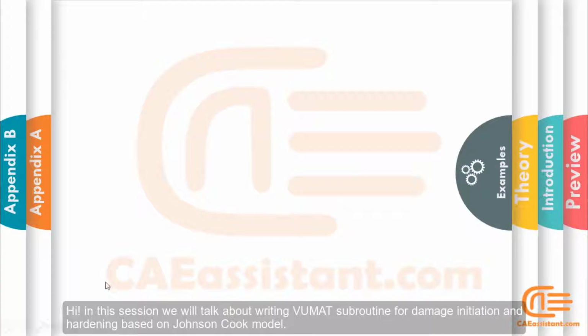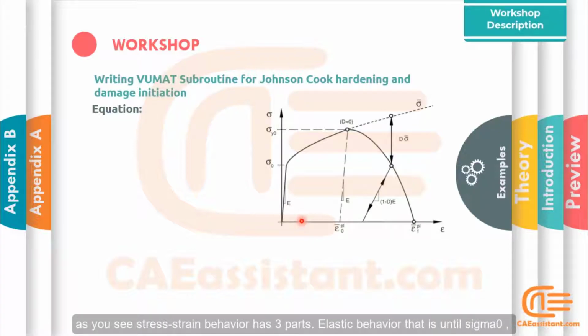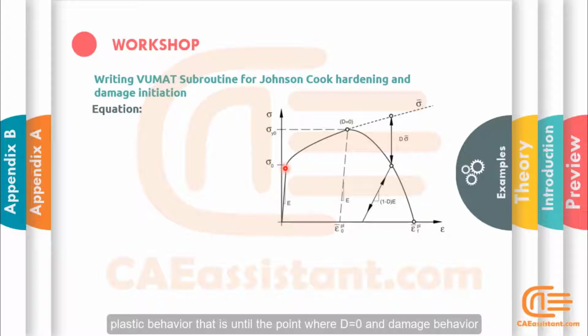Hi! In this session, we will talk about writing VUMAT Subroutine for damage initiation and hardening based on Johnson-Cook model. As you see, stress-strain behavior has three parts: elastic behavior, that is until sigma 0, plastic behavior, that is until the point where D is equal to 0, and damage behavior. In this example, we will talk about the first two parts.